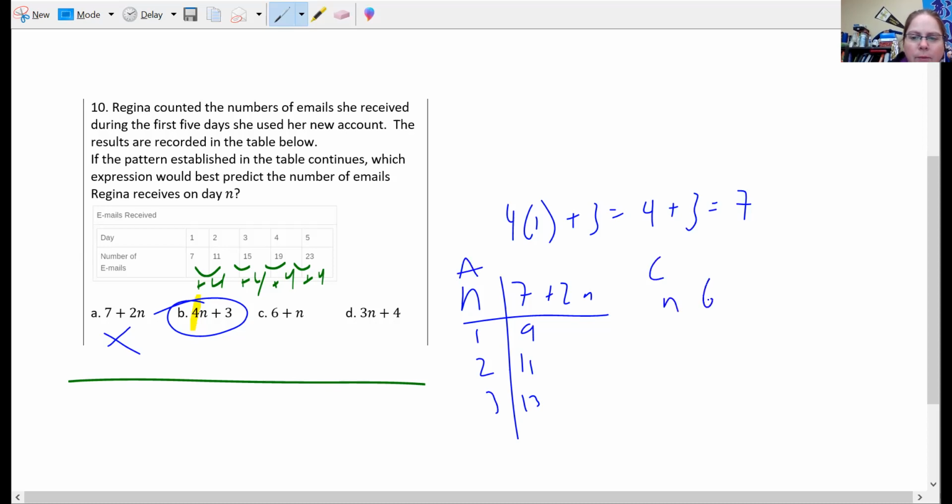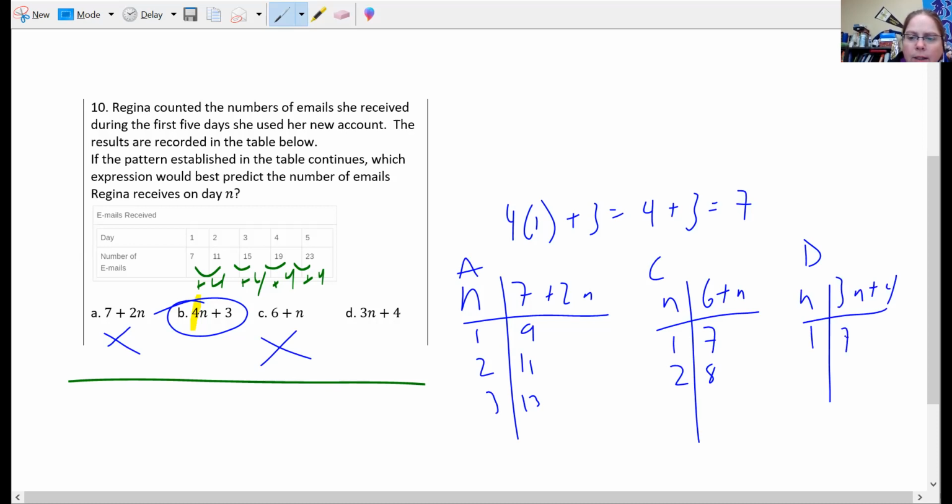If I do C, 1 gets me 7, but 2 gets me 8. Doesn't work. If I do D, which is 3n plus 4, if I plug in 1, I do get 7, but if I plug in 2, I get 10, not 11.